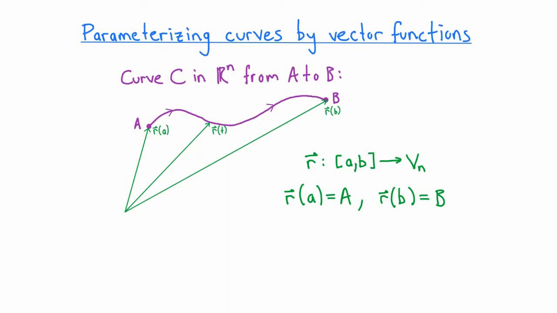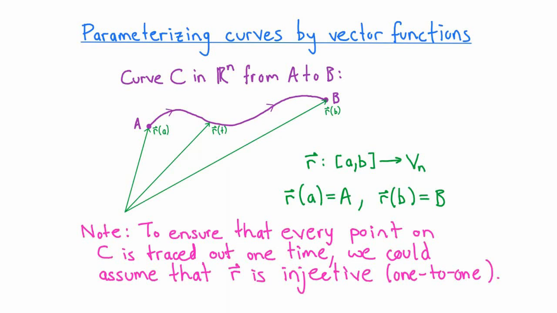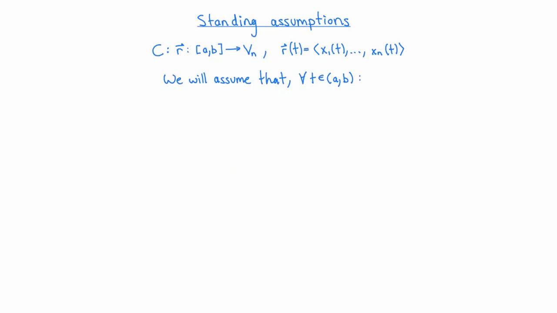In order for parametrizations of curves to be useful to us, so that we could, for example, integrate or differentiate them, we want our parametrizations to satisfy certain basic assumptions. One example of such an assumption, which is implicit in a lot of people's descriptions of parametrizations, is that we could assume that the vector function r is injective or one-to-one. That would ensure that every point on the curve is traced out one time.